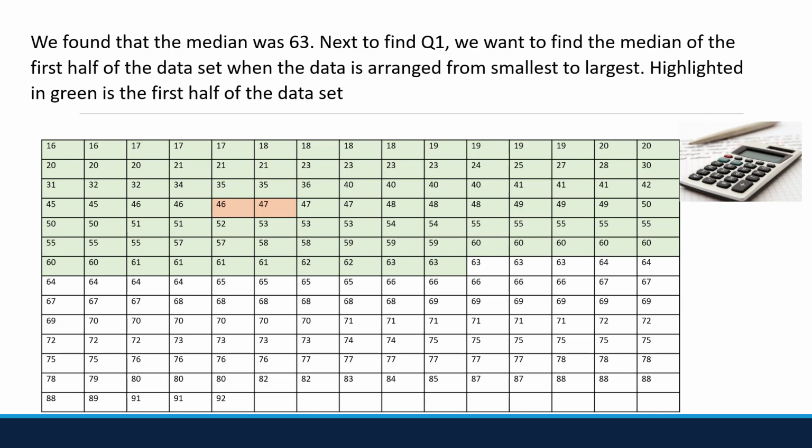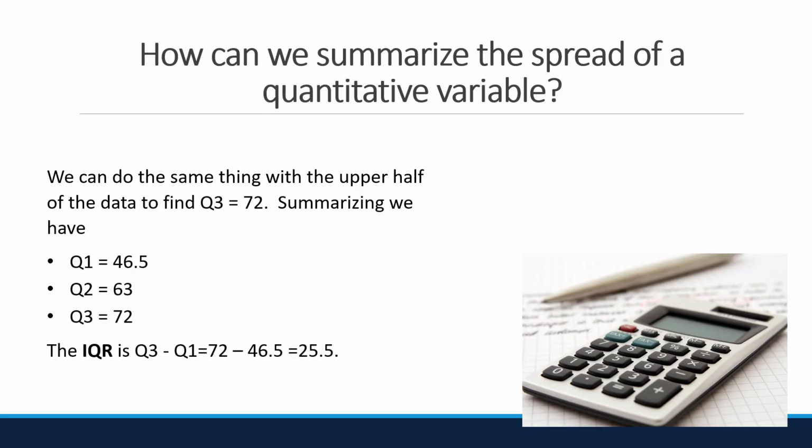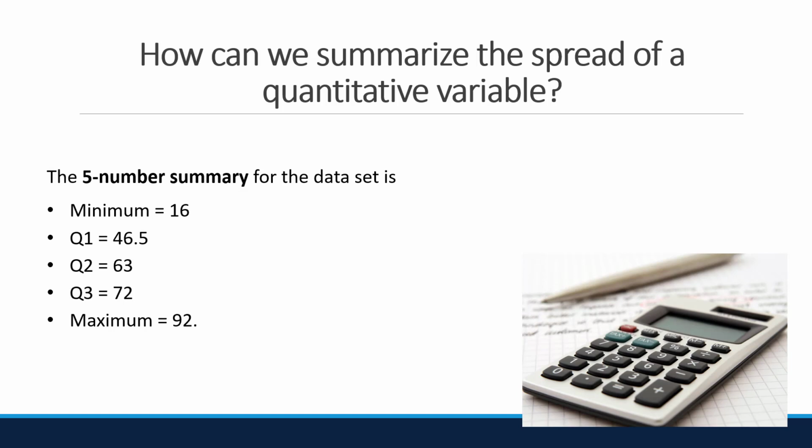We can do the same thing with the upper half of the data to find that Q3 is equal to 72. Summarizing, we have that Q1 is equal to 46.5, Q2 is equal to 63, and Q3 is equal to 72. The IQR is equal to 72 minus 46.5, or 25.5. The 5-number summary for this data set is given on this slide. One thing to note is that most software will calculate the median the same way. There may be some differences in the calculation of Q1 and Q3.